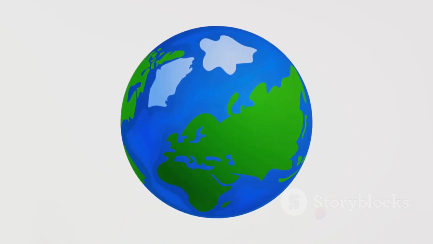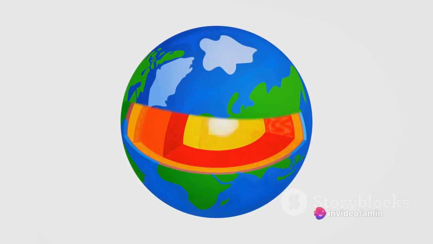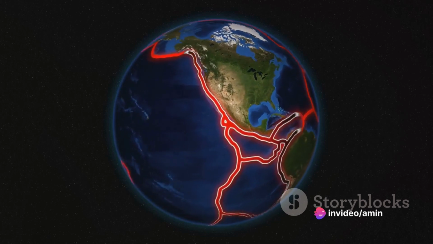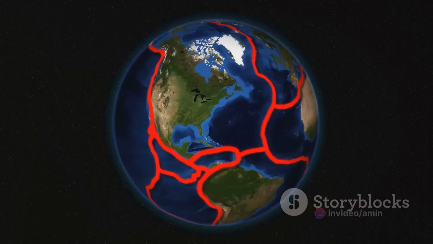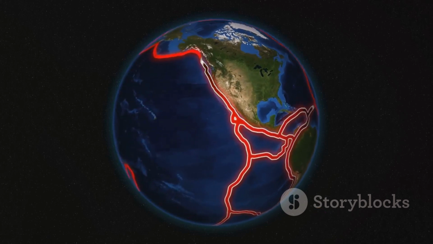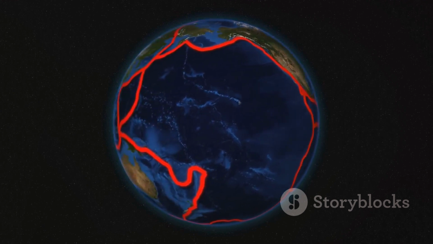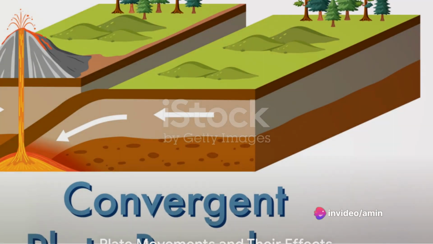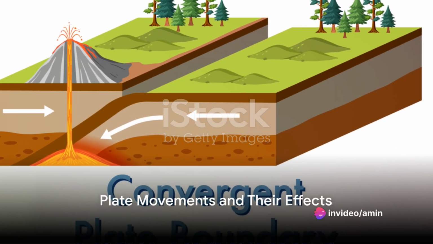It's the heat from the Earth's core, which generates convection currents in the mantle. These currents push and pull the plates, causing them to move. This movement is very slow, about the same speed that your fingernails grow, but over millions of years, the effects are monumental. When these plates collide, they form mountains.